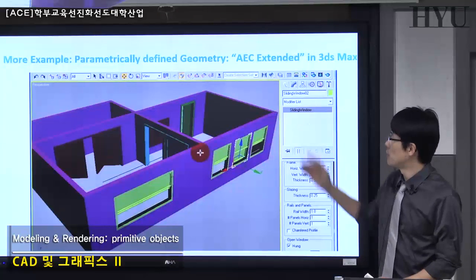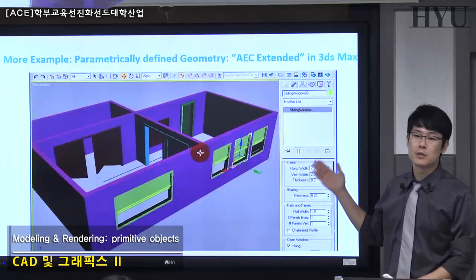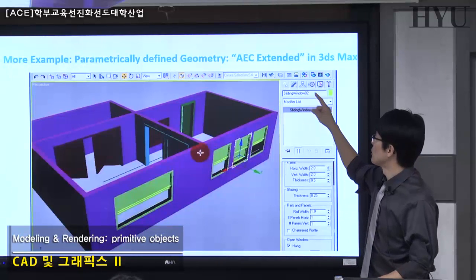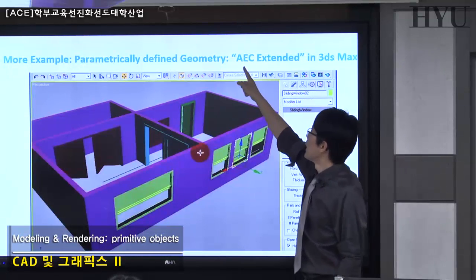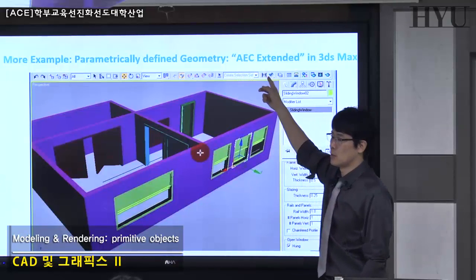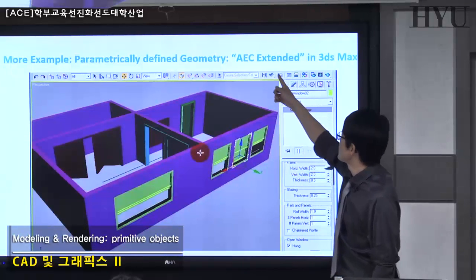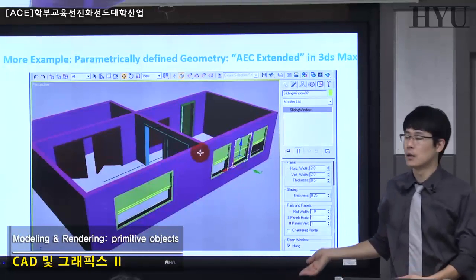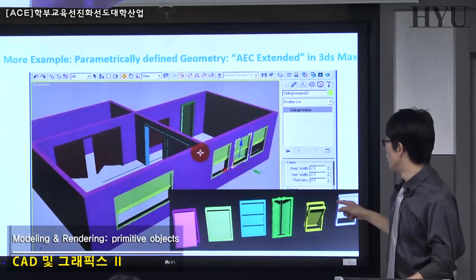predefined, parametrically defined geometry. Okay, there is AEC Extended. The term AEC here means architecture, engineering, construction, our domain. AEC Extended objects are a certain type of primitive-like object, but with a bunch of options.